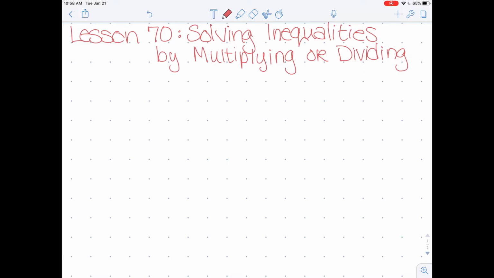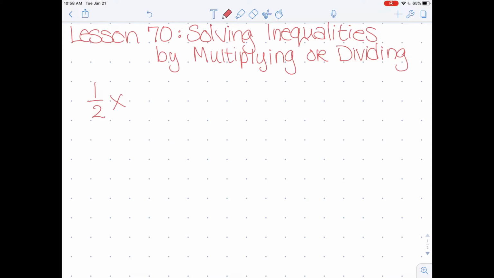Alright, lesson 70 is solving inequalities by multiplying or dividing. This is kind of a throwback to the lesson we did not too long ago, which was adding or subtracting. I remember you guys thought that was pretty easy, and you liked it. So I think you will find this to be fairly easy and enjoy it as well. Let's just jump right in.